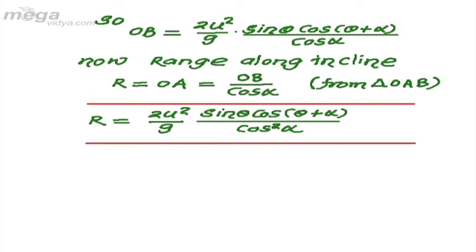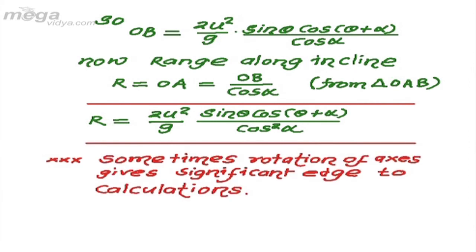This is the range along incline. I think it seems quite easier to use some trigonometrical relation, hypotenuse equal to base upon cosine of the angle. So using that fact, we just achieved this result in 2 or 3 steps only. So I can say here, sometimes rotation of axis gives significant aid to calculations in physics.